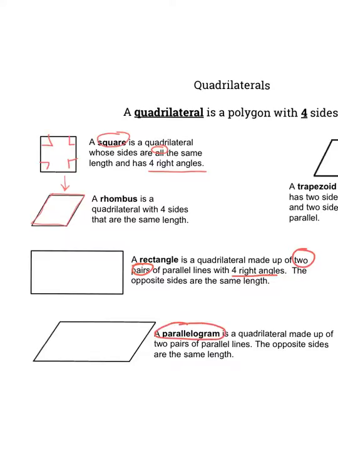A parallelogram is a quadrilateral made up of two pairs of parallel lines. So this pair, that line, and this line are parallel, and then this line and this line are parallel. And the opposite sides are the same length, just like a rectangle. And a parallelogram looks like somebody pushed down a little bit on a rectangle and kind of scooted it over to the right. You can see that the rectangle and the parallelogram are very similar, just like the square and the rhombus are very similar.